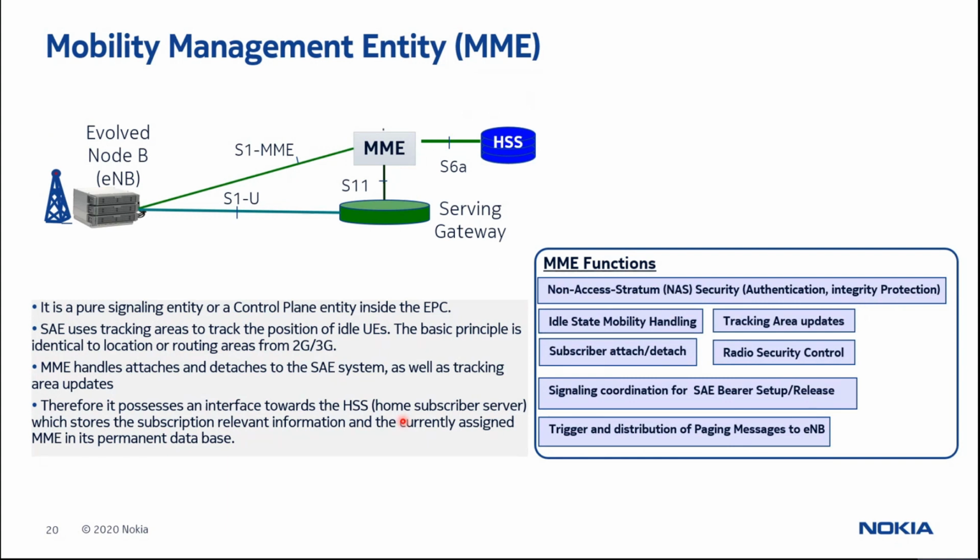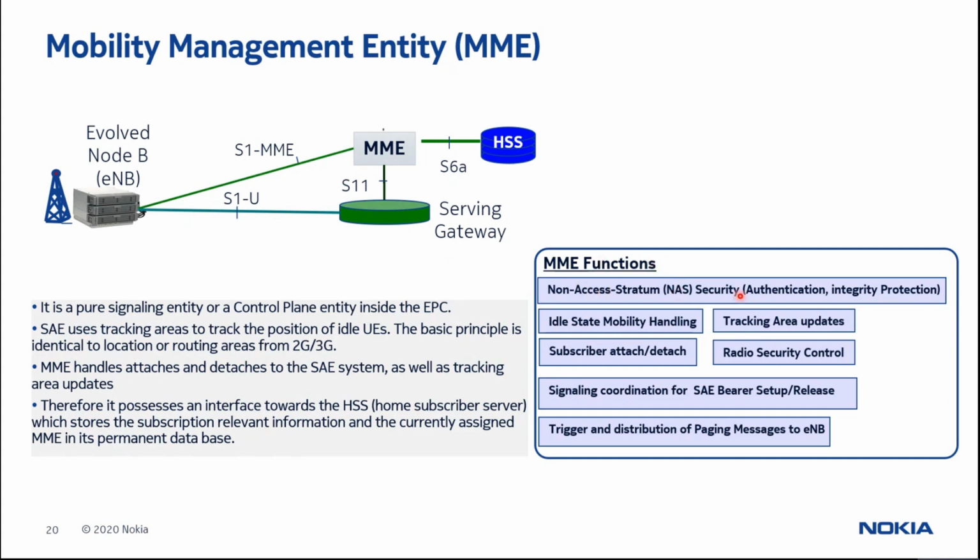As I said earlier, in case of 2G and 3G networks, you have SGSN, which is responsible for retrieving the unique subscriber related information. The same way, MME also retrieves such subscriber or subscription relevant information from the HSS. And you can see that the interface between MME and HSS is called S6a.